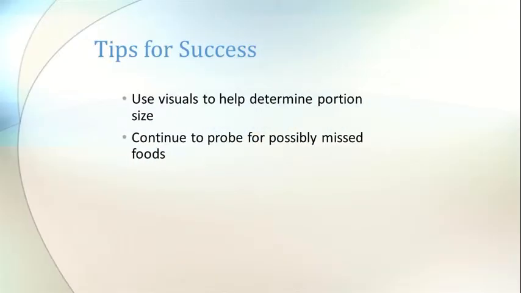Okay. The third pass is the review. To improve your results for this section, try to use visuals, such as measuring cups, tablespoons and teaspoons, cups of water, coffee mugs, and if you have them available, you can also use food models. Also continue to probe for possibly missed food items that the reporter might not have yet mentioned.